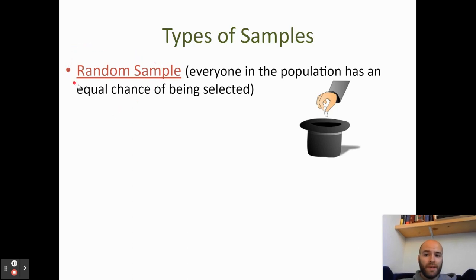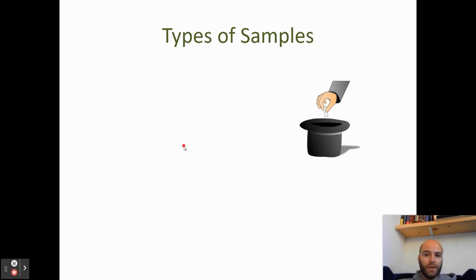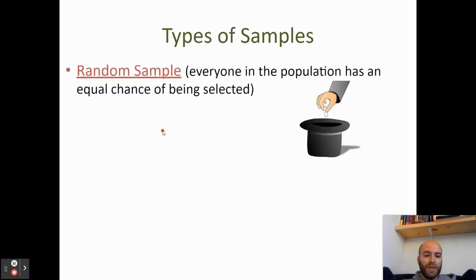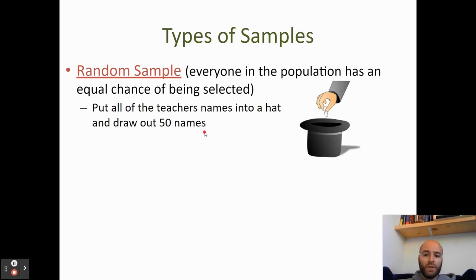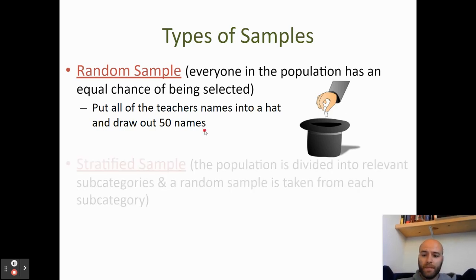This is the separator. The representative sample and the random sample are the separators between experiments and quasi-experiments, because quasi-experiments cannot have these levels of sampling. So everyone in the population has an equal chance of being selected. For example, we could put all of the teachers' names into a hat from Ralston Valley and draw out 50 names. Boom. We should now have a random representative sample of the entire teacher population.